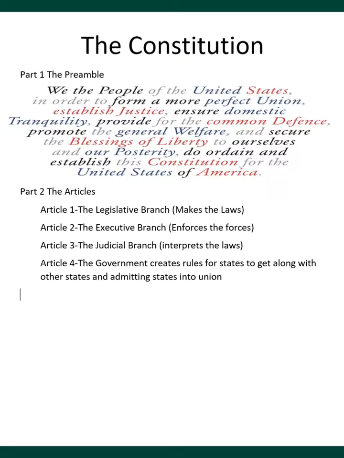On your paper, write Article 4. Now there's 2 parts to Article 4. 1, the government creates rules for states to get along with other states. And 2, the process of admitting states into the Union. And of course, you're writing the government creates rules for states to get along with other states and admitting states into Union on your paper.